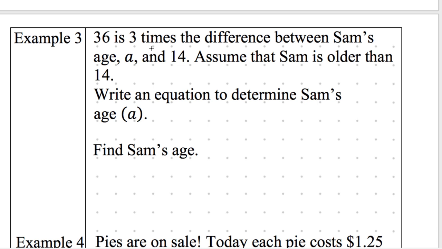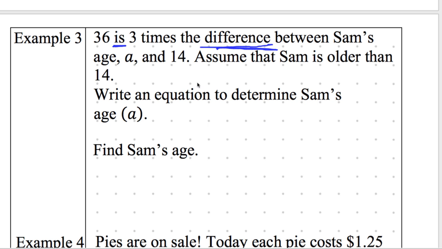36 is 3 times the difference between Sam's age, A, and 14. Assume that Sam is older than 14. Equation: Sam's age. All right, so there it is. We have a bunch of information. We have this keyword is. That'll probably be helping us. And then we have a difference. Those are some keywords there. Make sure those are underlined. Those will help us out. We're going to be working on this in our small groups.